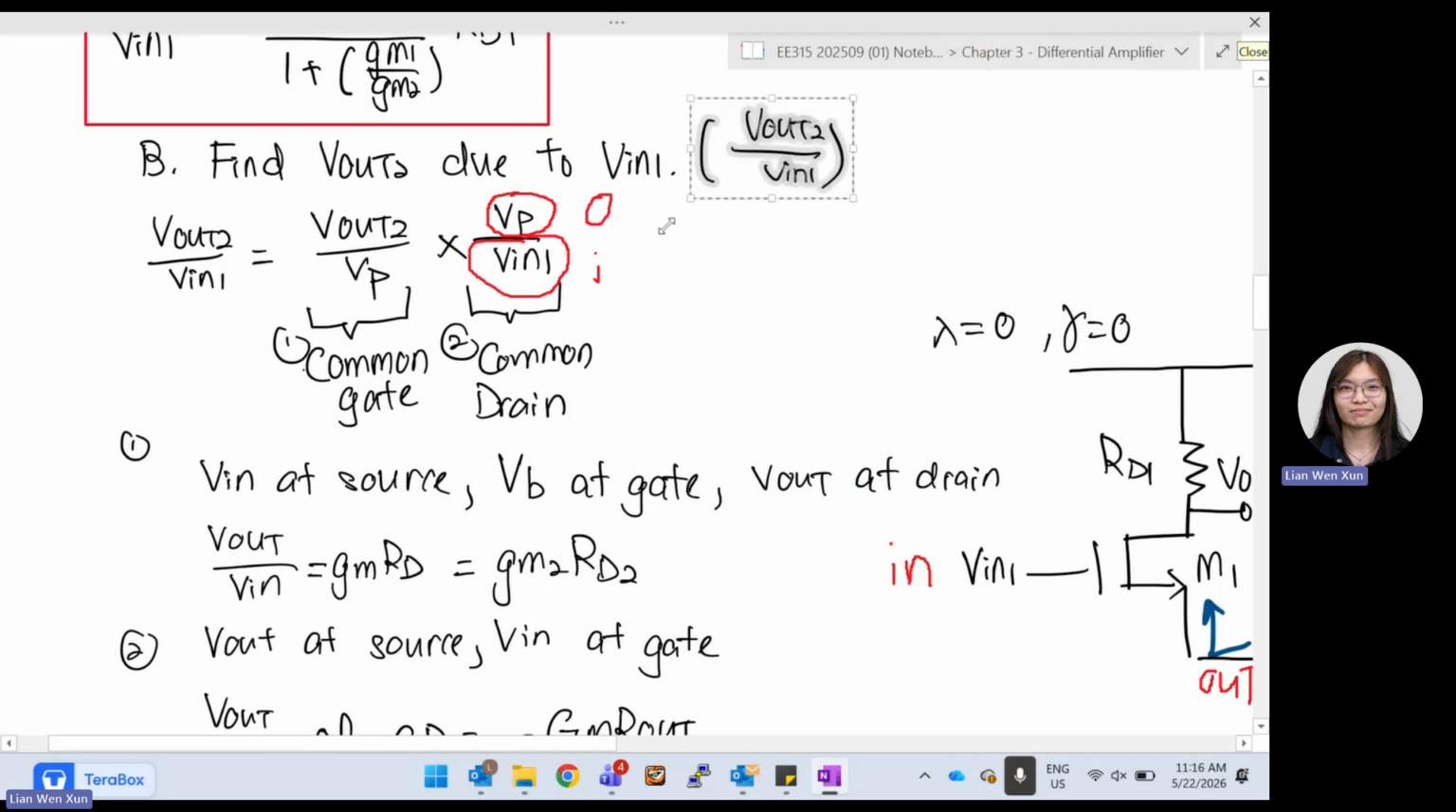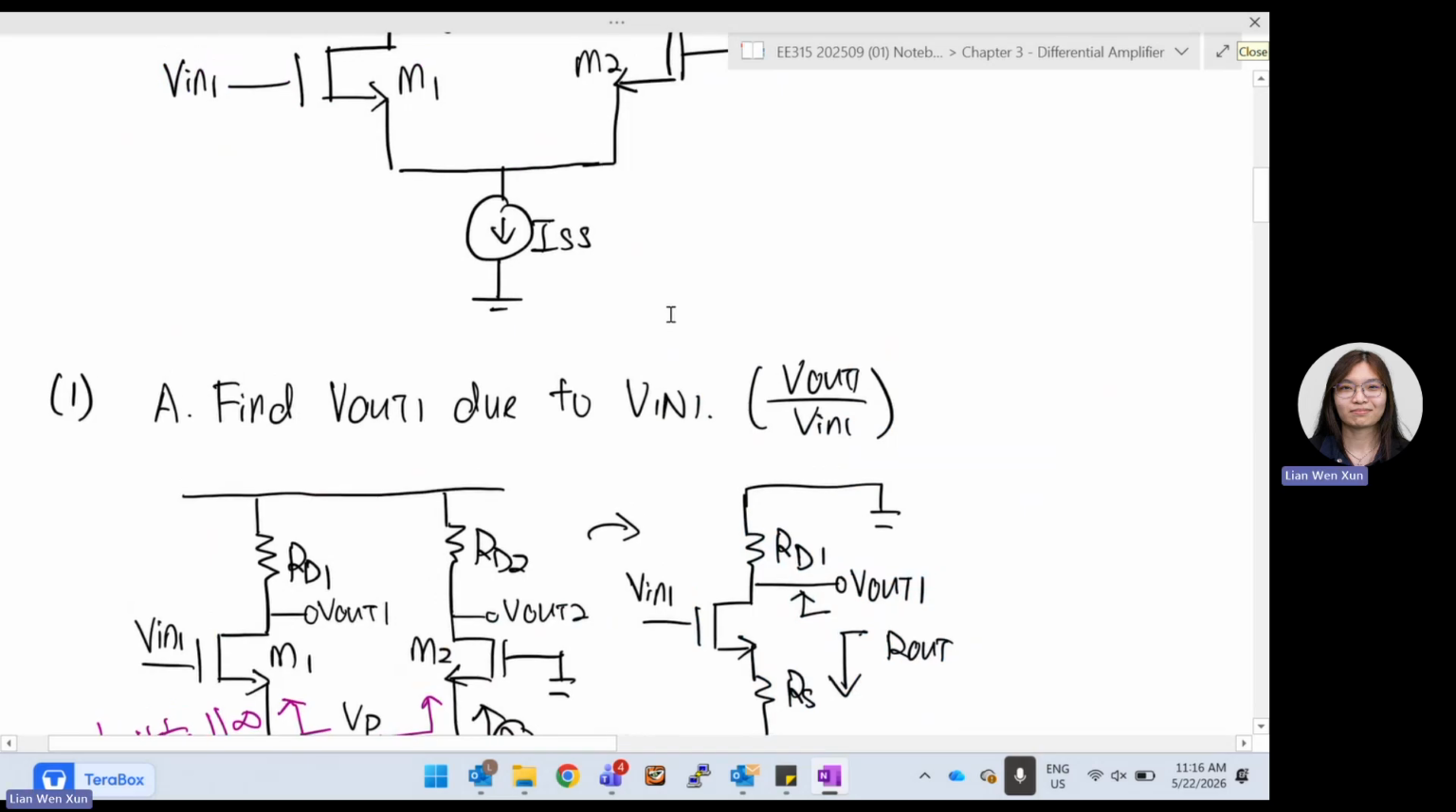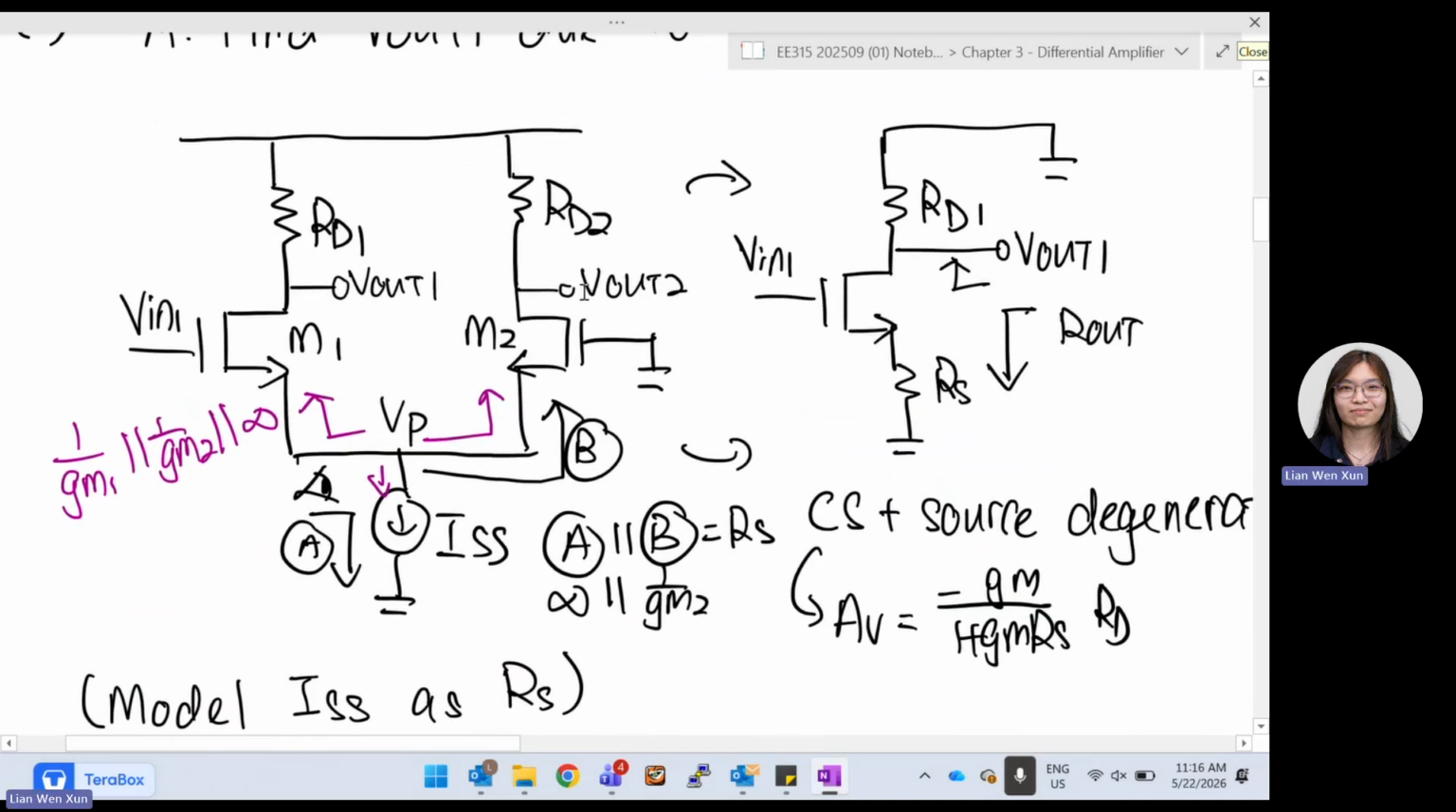So what exactly is Vout2 versus Vin1? We can say it is Vout2 over Vp times Vp over Vin1. Then you can cancel out the Vp, and it is just Vout2 over Vin1. Let's look at it one by one. What is Vout2 versus Vp? We can see from here, Vout2 is over here.